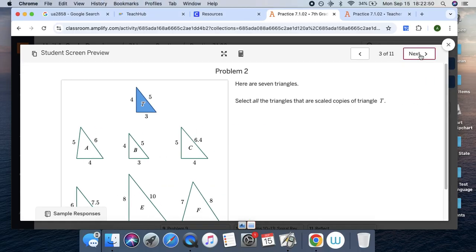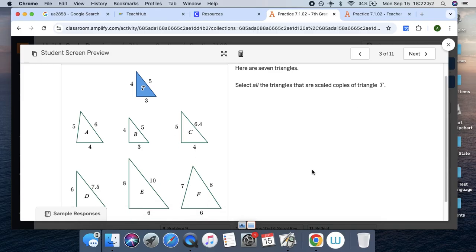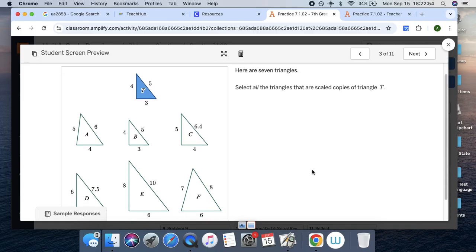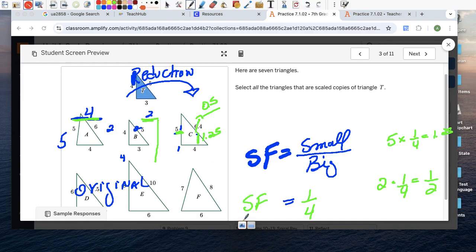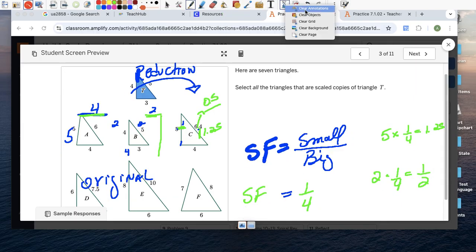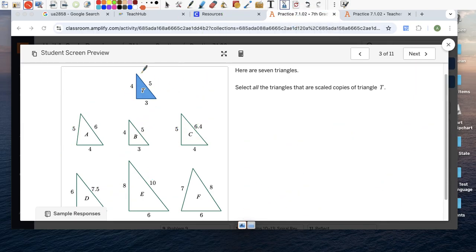Number 3, there are 7 triangles. Select all the triangles that are scale copies of T. Okay, so let's eliminate a few first, because I don't like the fact that we have so many. Look at the original. It looks like a right angle triangle, right? We can't really say that, but this line over here looks pretty straight. So any of the copies that we make, whether small or big, that line should look straight, and everything else should proportionally have grown.